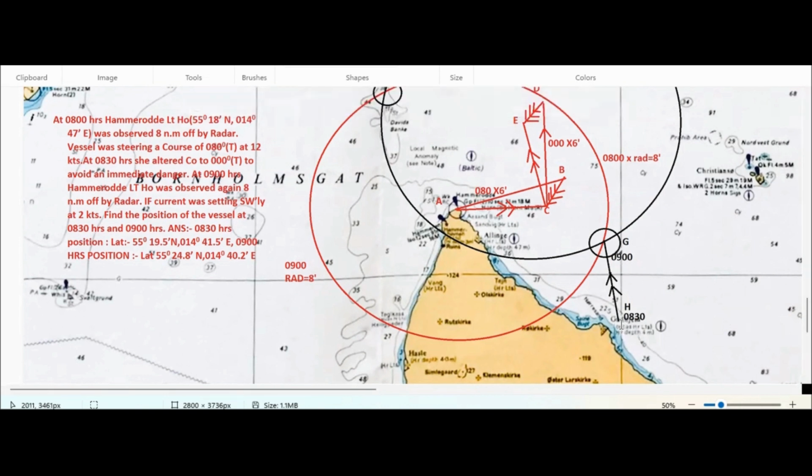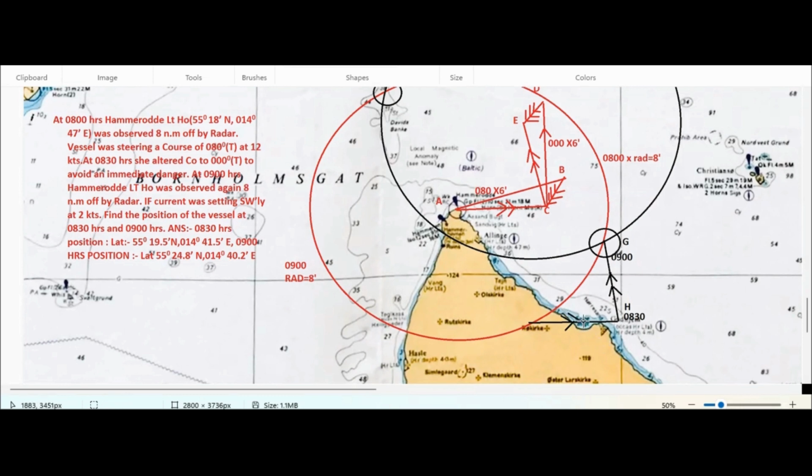After H, once you get the H point, draw the first course made good line back, the AC line. If you draw the AC line back from H, parallel, you'll find that position on the red circle, because the vessel was on the red circle, 8 miles off at 8 o'clock. So this is my course made good.